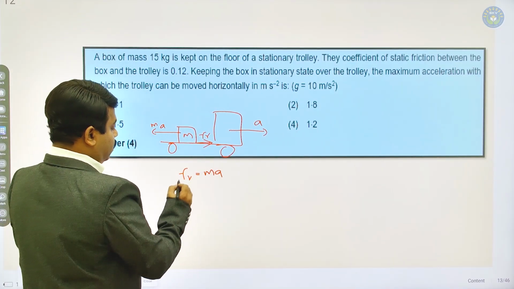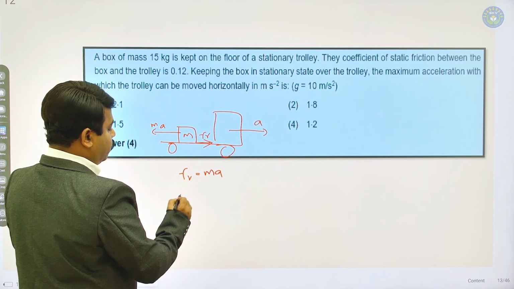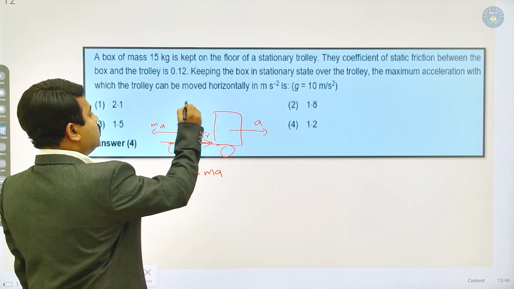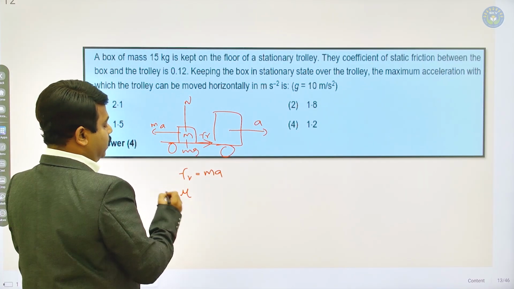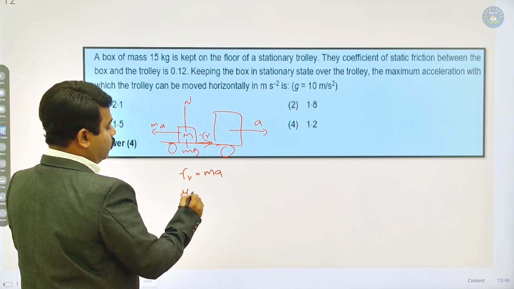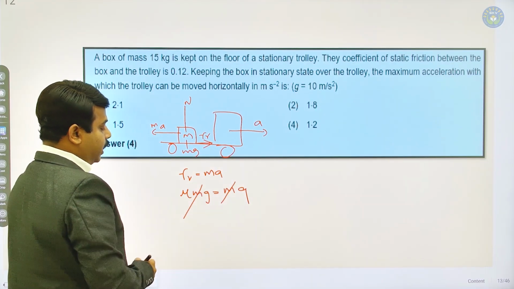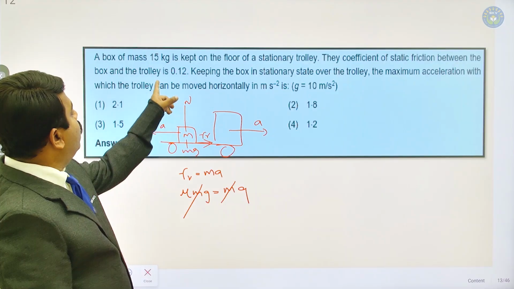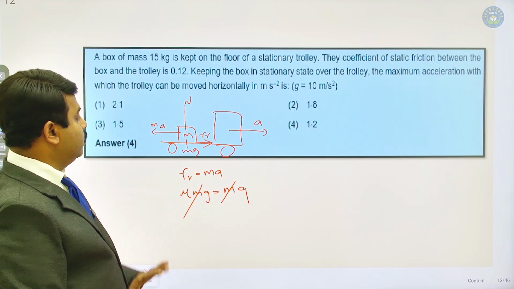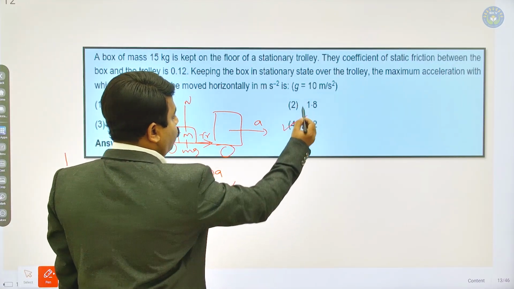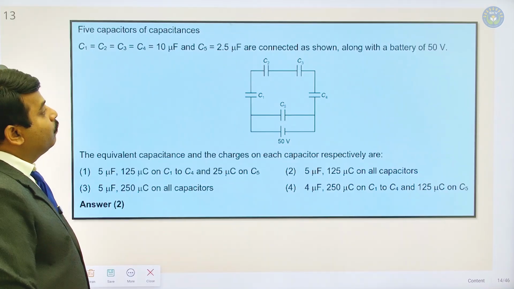Okay, what is Fr, the frictional force? It is equal to mu into N, the normal reaction, mg. Mu N is equal to mg, equal to ma. Then m cancels. Then mu is given as 0.12 into 10, that is 1.2. Option 4 is correct, right?